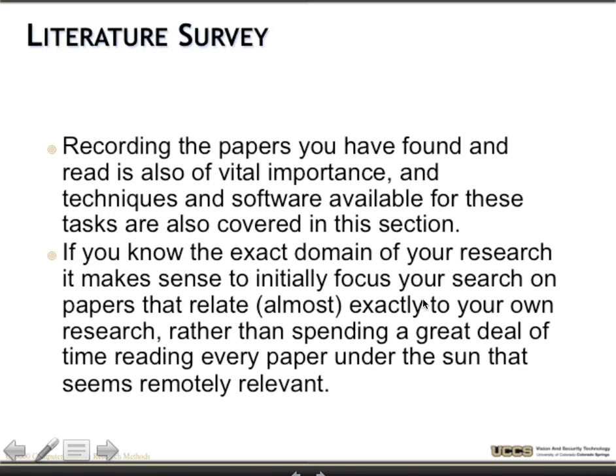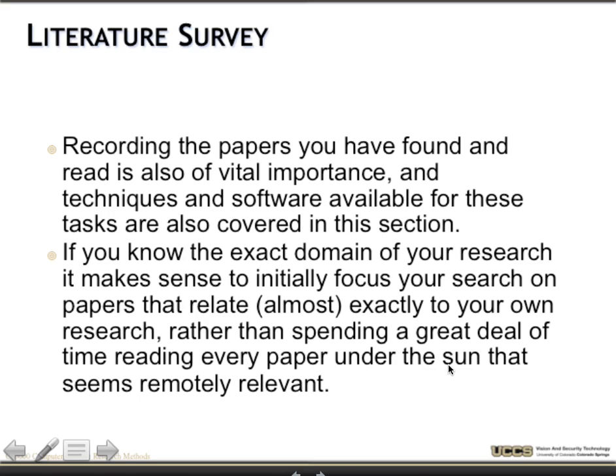If you know the exact domain of your research, it makes sense to initially focus your search on papers that are related almost exactly to your own research, rather than spending a great deal of time reading every relevant paper under the sun that seems remotely relevant. So if you already have talked with your advisor and you have a research direction, I'm going to make you do the browse, but you might do it realizing that in terms of what you get out of that, you're not going to get as much. But you still might find something relevant through it.